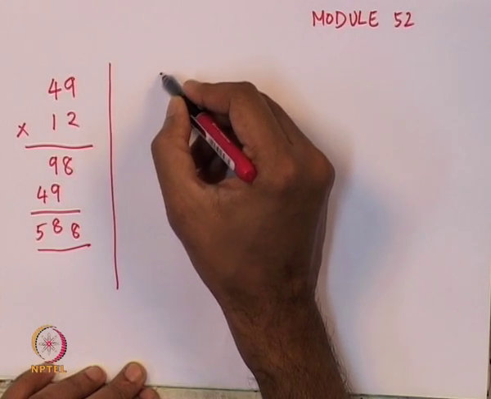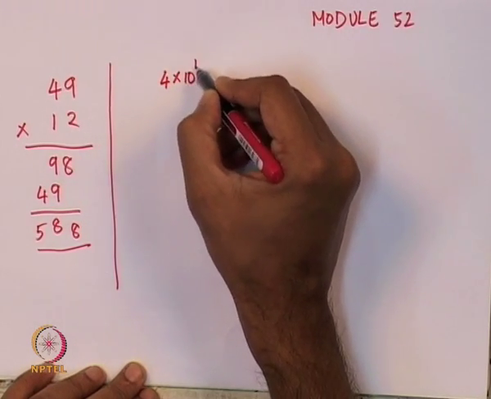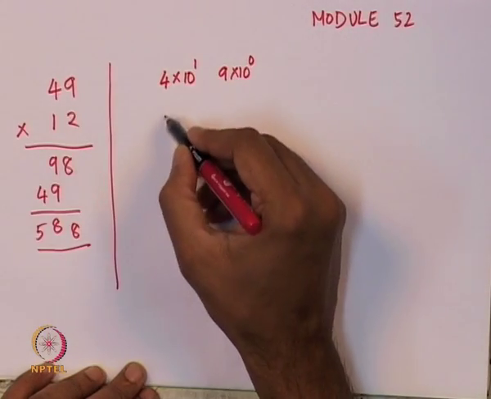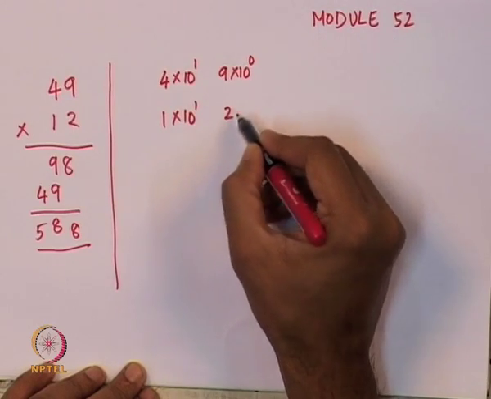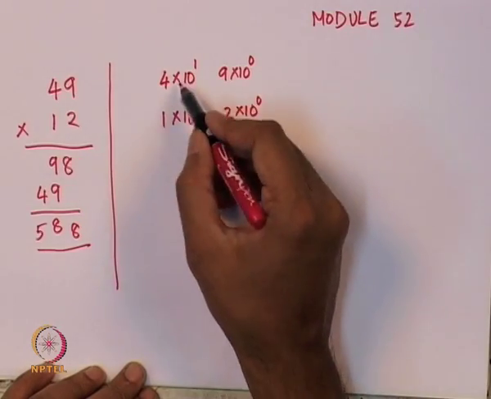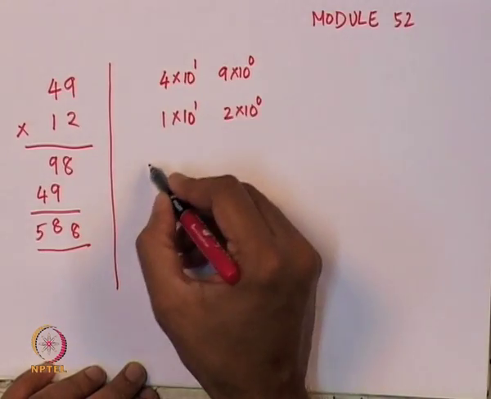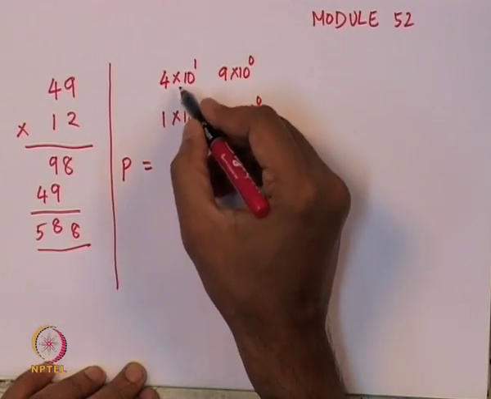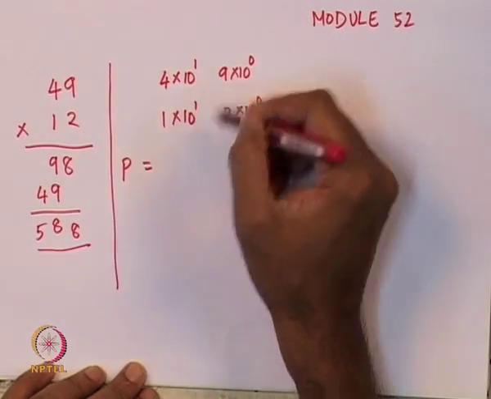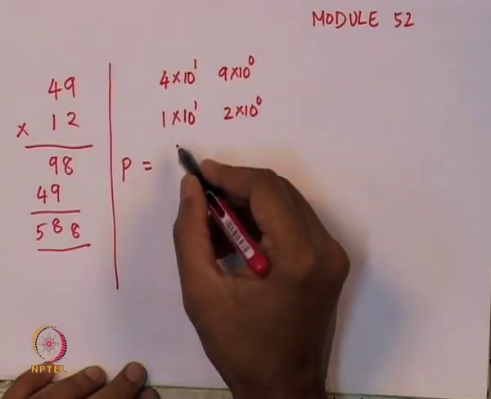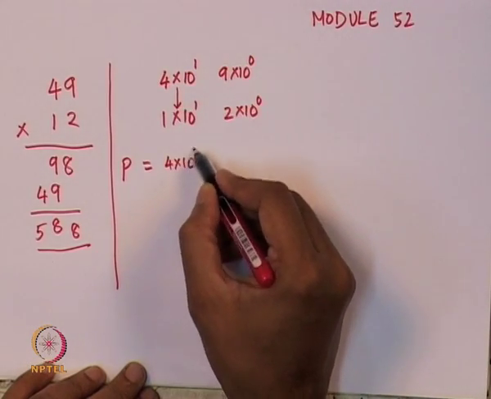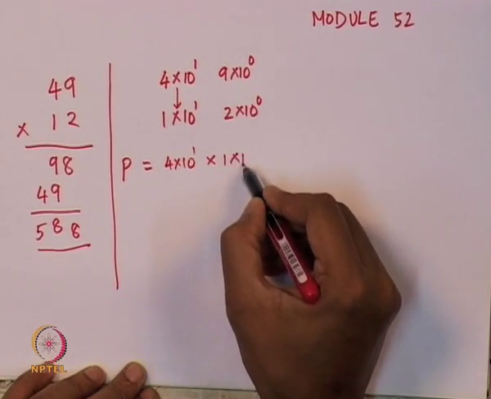If I look at 49, I can think about it as 4 into 10 power 1 and 9 into 10 power 0. 12 is 1 into 10 power 1 and 2 into 10 power 0. So, the actual weights are like that, and this is what I am multiplying. I am going to multiply each of these pairs together. So, the overall product P is, I will take one element at a time from the top, one from the bottom, and for all the 4 pairs I have to sum it up together. Let me take this one first, 4 into 10 power 1 times 1 into 10 power 1.